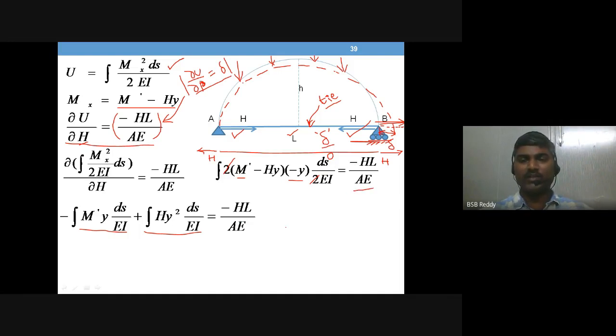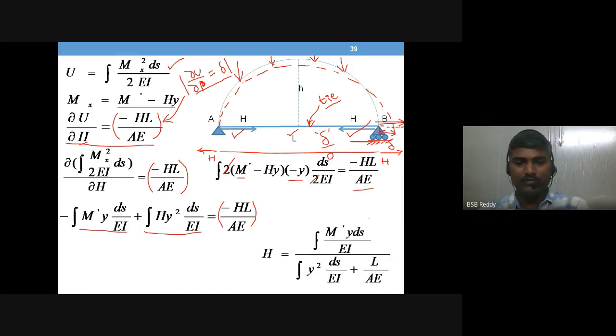is equal to minus HL by AE. This is the right hand side, and you know why this right hand side is appearing. This is because of this tie. Why the negative sign is provided is because the work done here is negative, though the force is acting towards left, and the moment of that point is towards the right hand side.